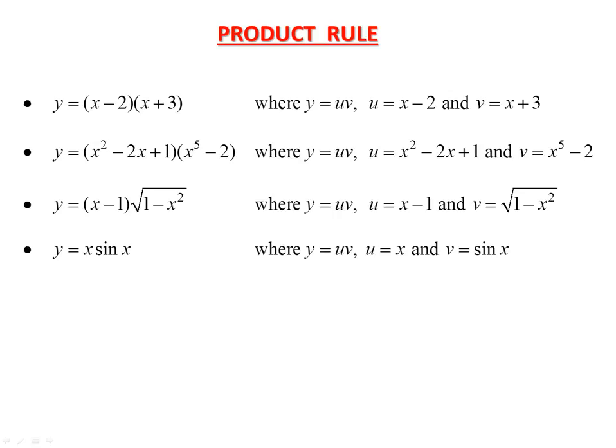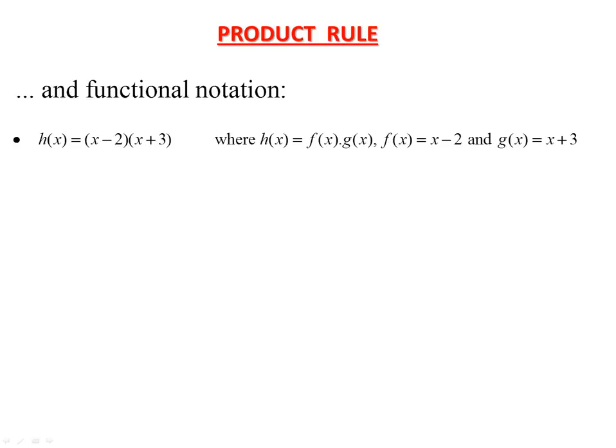x sine x, yes, much the same thing. First times second. u is x, v is sine of x. Now we can have it in functional notation too. h of x equals bracket times bracket, where h of x equals f of x times g of x. You might have wondered why I've used h of x instead of f of x. We normally always use f of x, but I didn't want to confuse by having an f of x there, then an f of x in the formula as well. We can have h of x, k of x, z of x, whatever we like once we define a function. So h of x equals f of x times g of x.